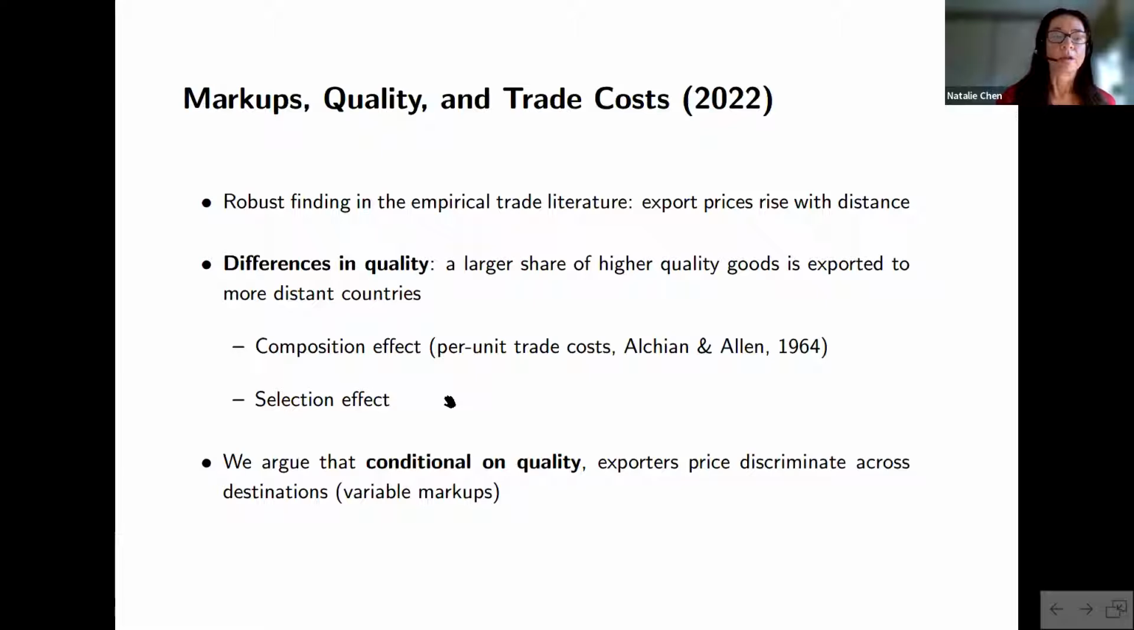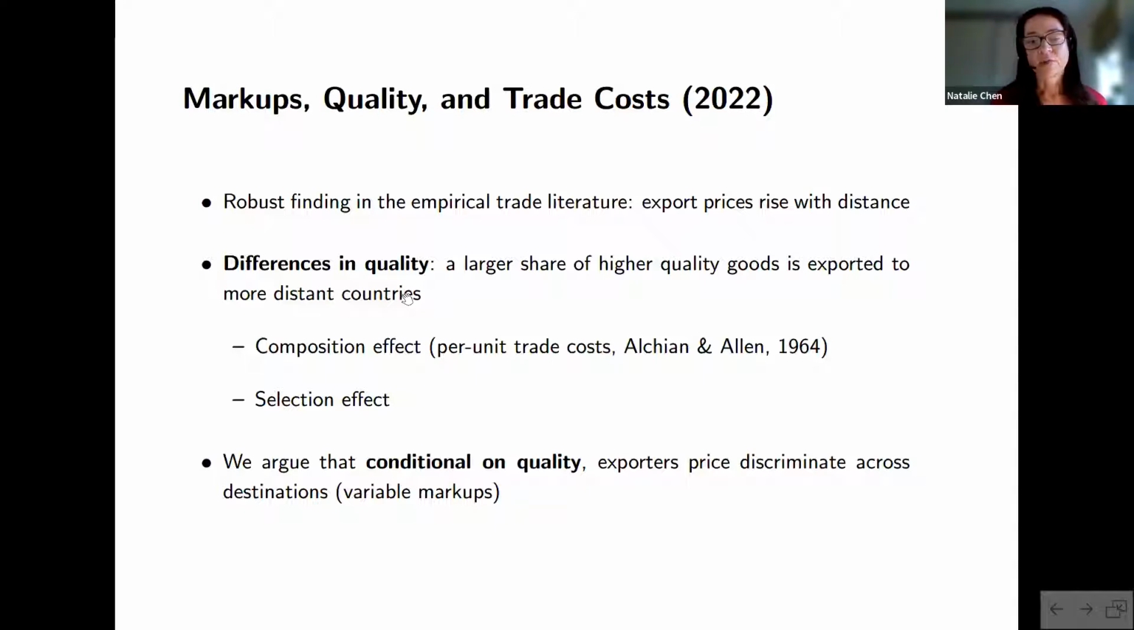The motivation for that paper is based on a robust finding in the empirical trade literature, which shows that exporters tend to set higher prices when they export to more distant countries. So we tend to observe a positive correlation between export prices and bilateral distance. This positive effect of distance on export prices is usually explained by differences in the quality of exported goods. So if a larger share of higher quality and therefore more expensive goods is exported to more distant countries, then we will tend to observe a positive correlation between export prices and distance.